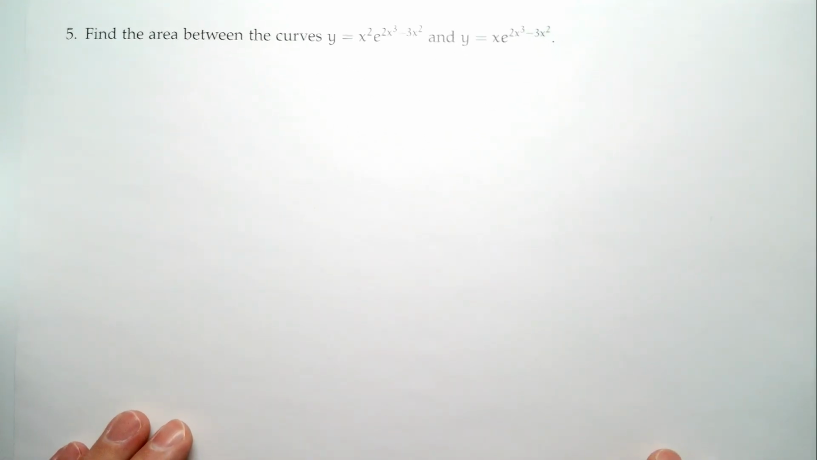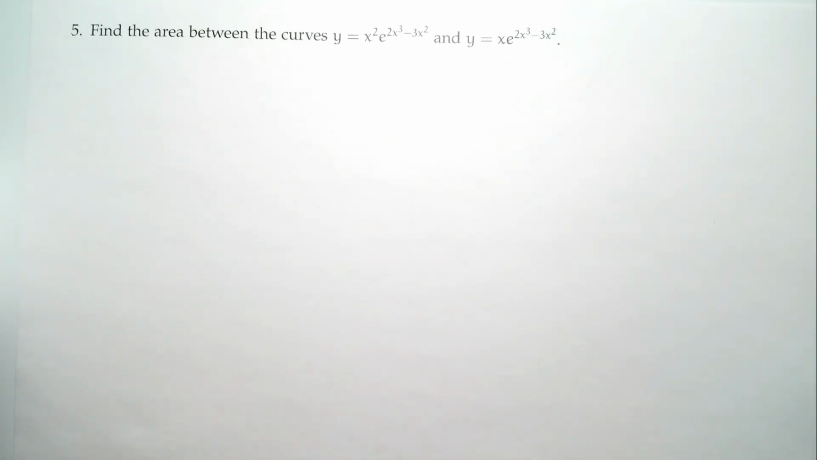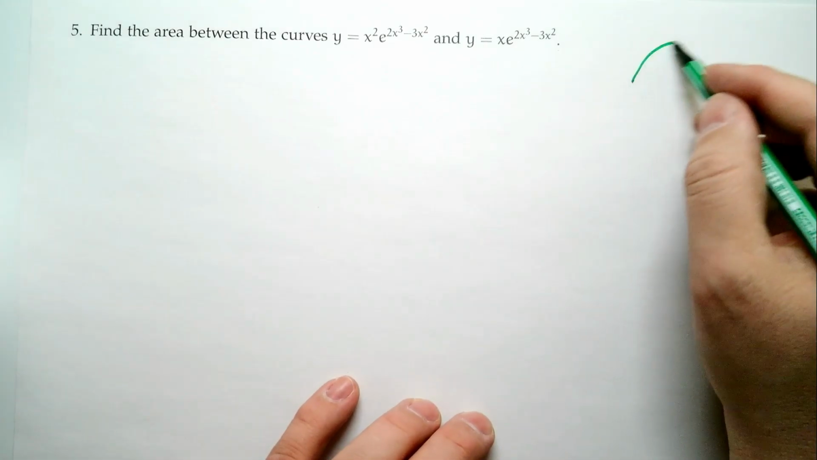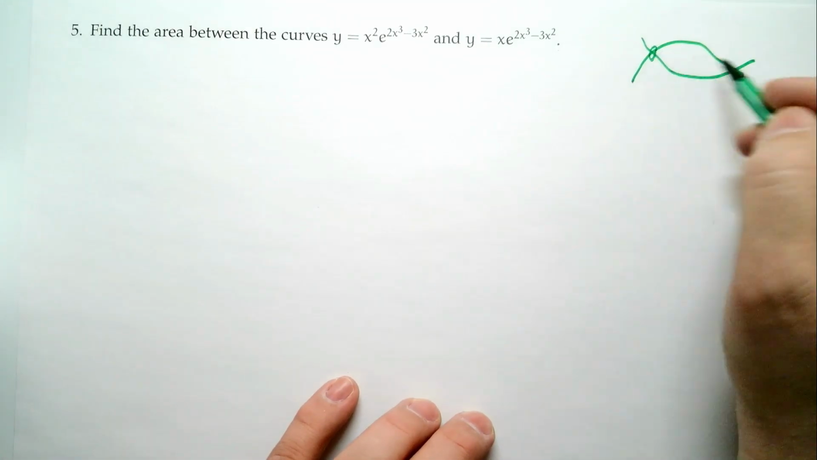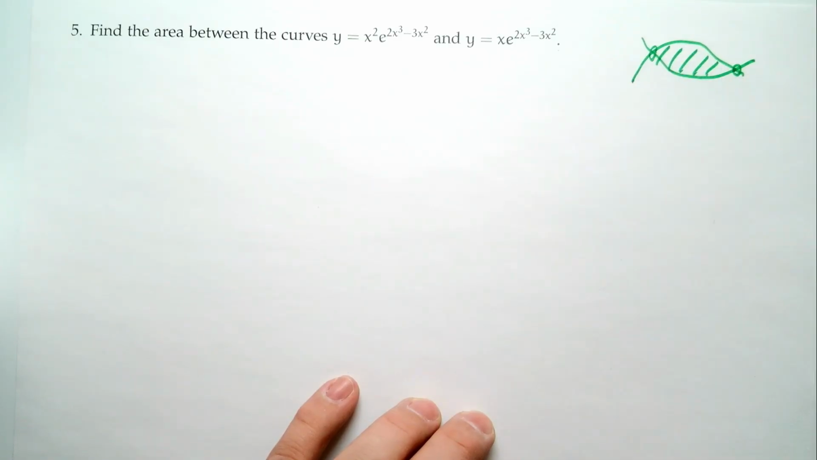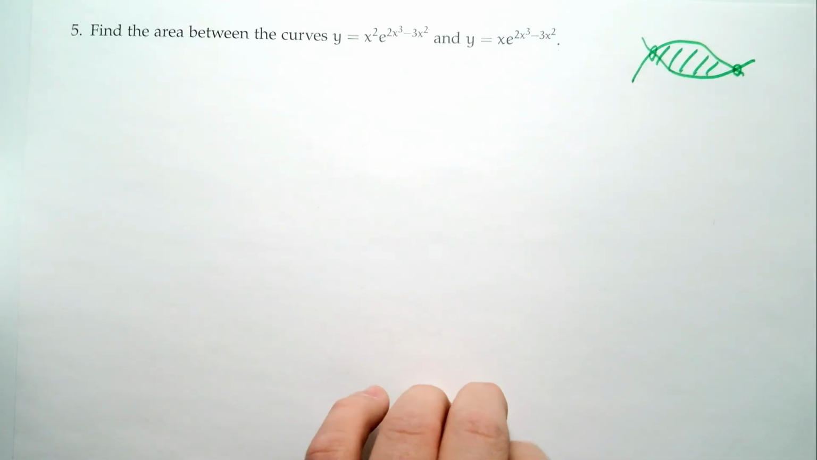Find the area between the curves y equals x squared e to the 2x cubed minus 3x squared, and y equals x e to the 2x cubed minus 3x squared. Okay, so what is that? Well, it says that we have 2 curves out in space, and somehow there's area between them. So most likely there are some places where they intersect, and we want to find that part right there. Now, this picture is not precise because we don't know what these curves look like, not yet, but that's the idea of what you see.